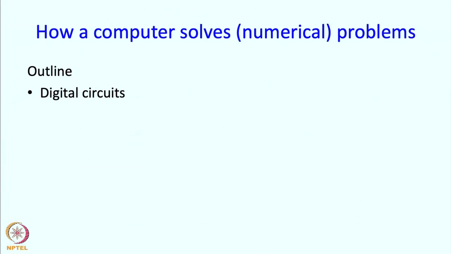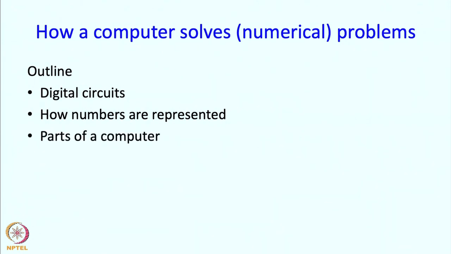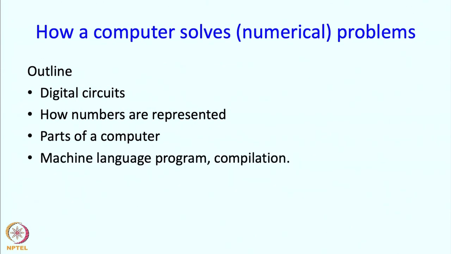So, in this segment, I want to talk about how a computer works or how a computer solves numerical problems. Okay? So, here is a quick outline of this segment. I am going to talk about circuits. In particular, I am going to talk about something called digital circuits. Then I will talk about how numbers are represented in circuits, and then I will describe at a very high level the parts of a computer. Then I will talk about a machine language program and what this process called compilation that we have alluded to means. Okay, so let's begin with digital circuits.